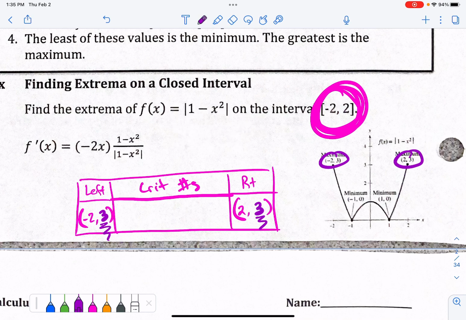How do I find those? These are like the maxes and mins, right? So how do I find maxes and mins? Find the derivative. Set the derivative equal to 0. They're giving me the derivative. They're saying this is the derivative, so they've already done that for us, and it's already equal to 0.